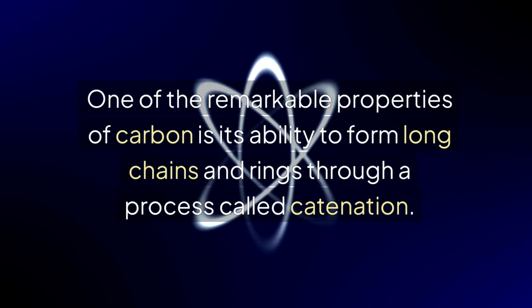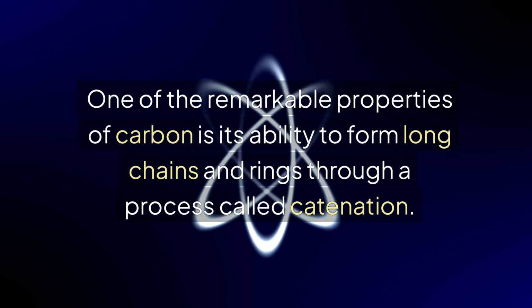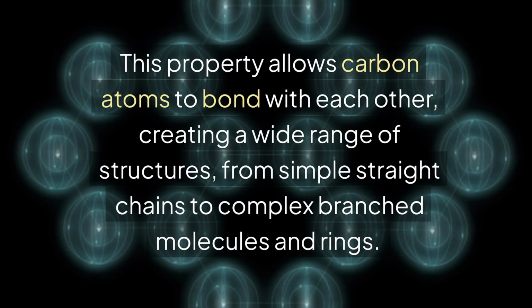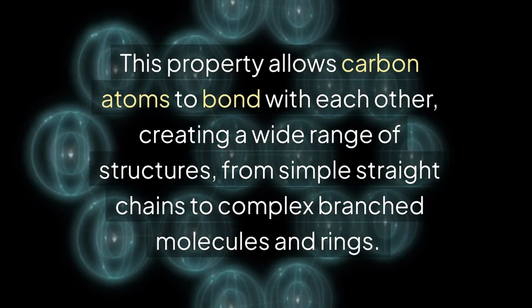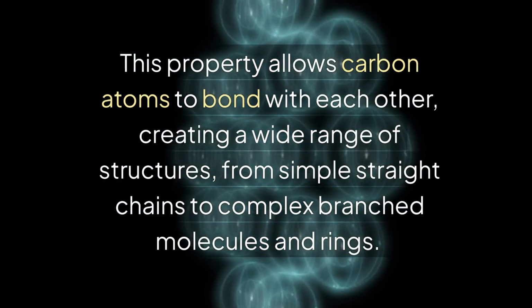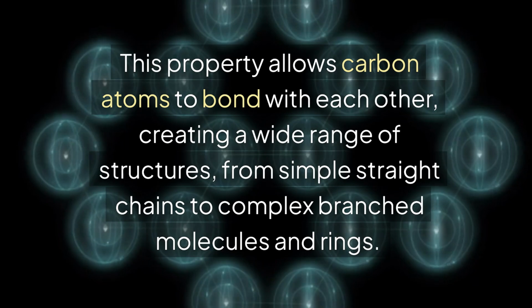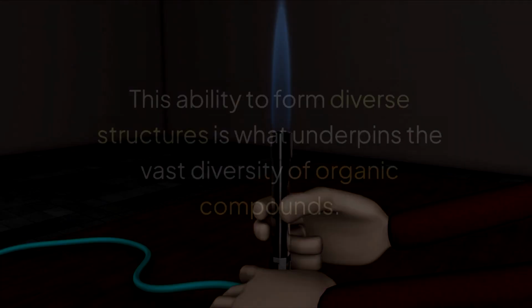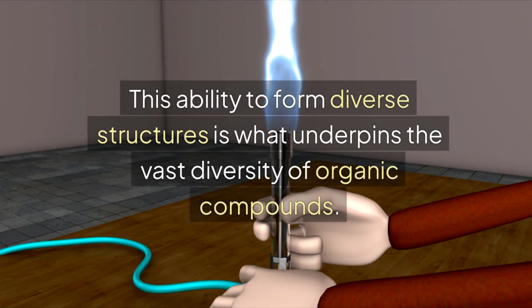One of the remarkable properties of carbon is its ability to form long chains and rings through a process called catenation. This property allows carbon atoms to bond with each other, creating a wide range of structures, from simple straight chains to complex branched molecules and rings. This ability to form diverse structures is what underpins the vast diversity of organic compounds.